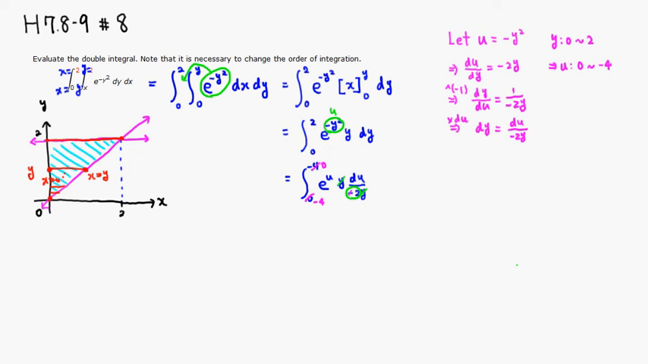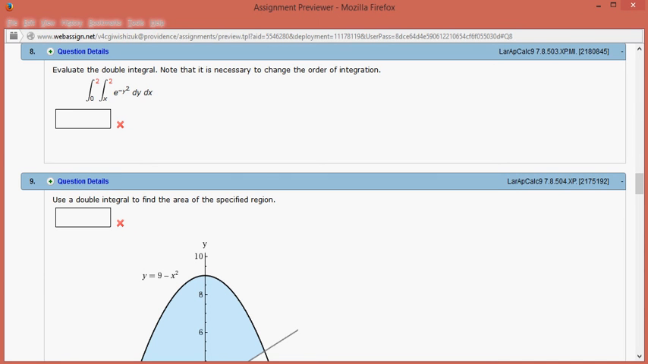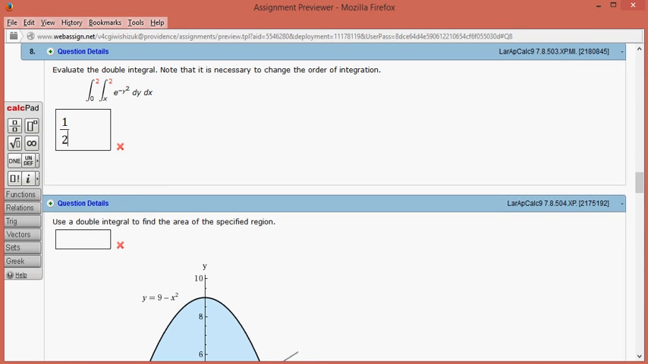If you clean it up, you're going to have 1/2 as a constant, so put it outside. The antiderivative of e to the u is e to the u, going from negative 4 to 0. So this is going to be 1/2 times e to the 0, which is 1, minus e to the negative 4. Let's type this in: 1/2 times 1 minus e to the negative 4.